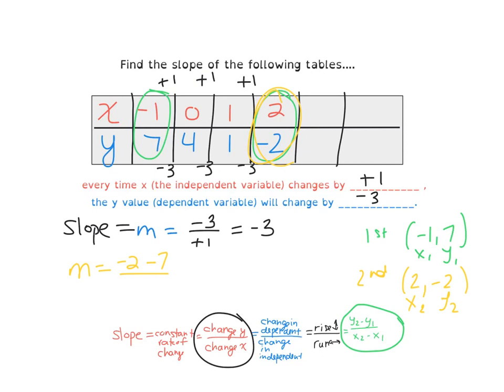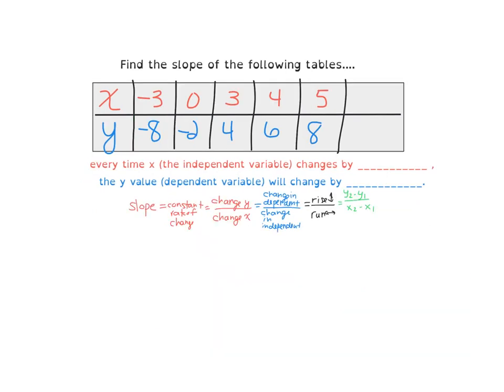And on the bottom, we take x2, which was 2, and we subtract x1, which was negative 1. Now, negative 2 minus 7 is negative 9. And then here we get 3. If we reduce that fraction, we will get negative 3. So no matter which form or which points we choose to use for the slope, we see that the slope of this line, or the line that's outlined in the table, is negative 3.